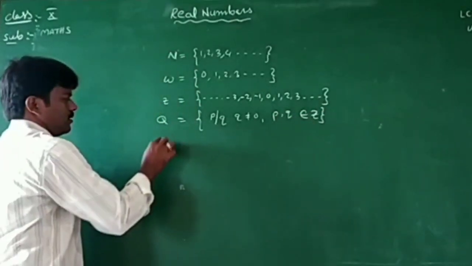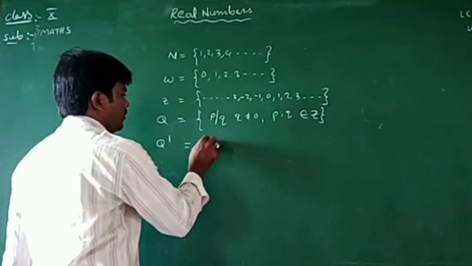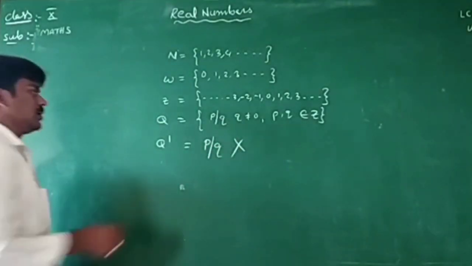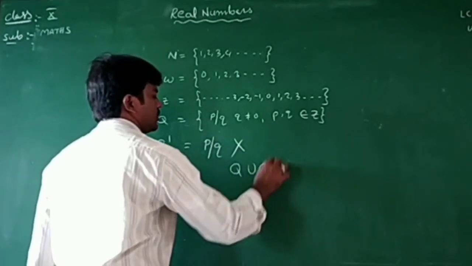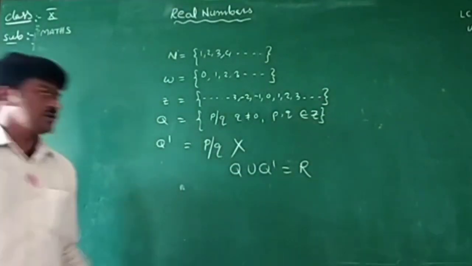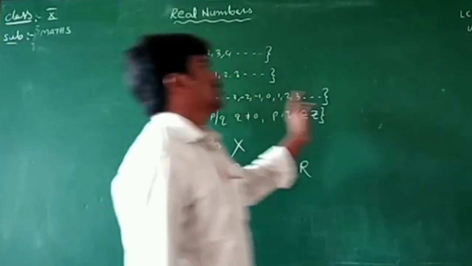Then we learned irrational numbers, which we cannot write in the form of p by q. The rational numbers together with irrational numbers are called the set of real numbers. So last class we learned about these things. Now we continue the classes.